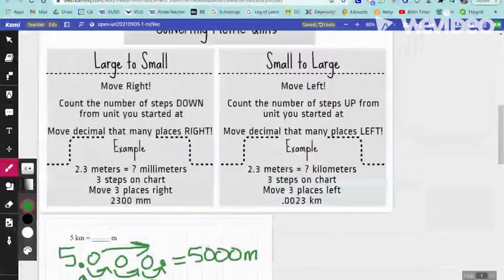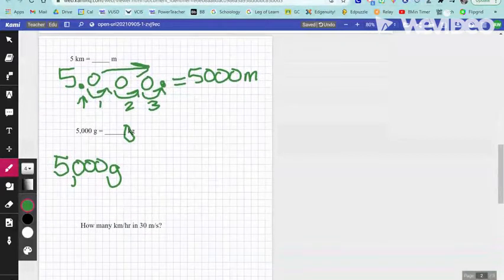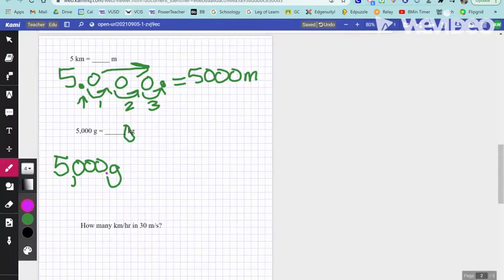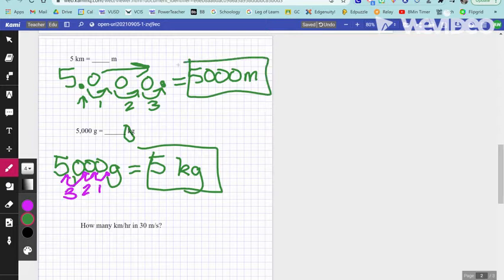So let's look. So again, I am going to have a decimal here, but I am moving 1, 2, 3. So that my answer would be 5, with that decimal now hiding there, kilograms. And you can leave that off. We do want to remember to always box our answers.